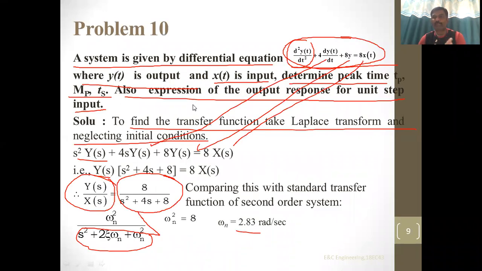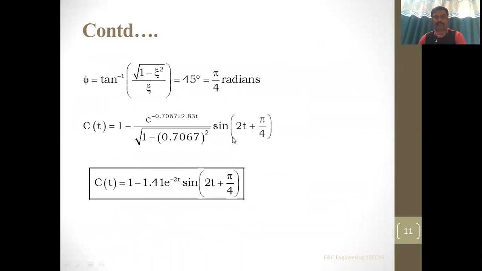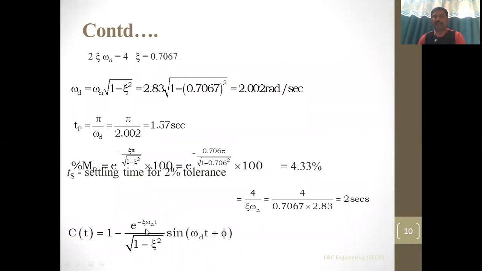Is it okay? Only one change you need to make is, from the differential equation, I need to obtain the transfer function by applying Laplace. The rest of the parameters are by comparing with the standard equation, finding the values of xi and omega n, later finding tp, Mp and ts using relations. Finally, you need to have the expression of the output. The expression of the output is given by this. The xi value has to be substituted here.